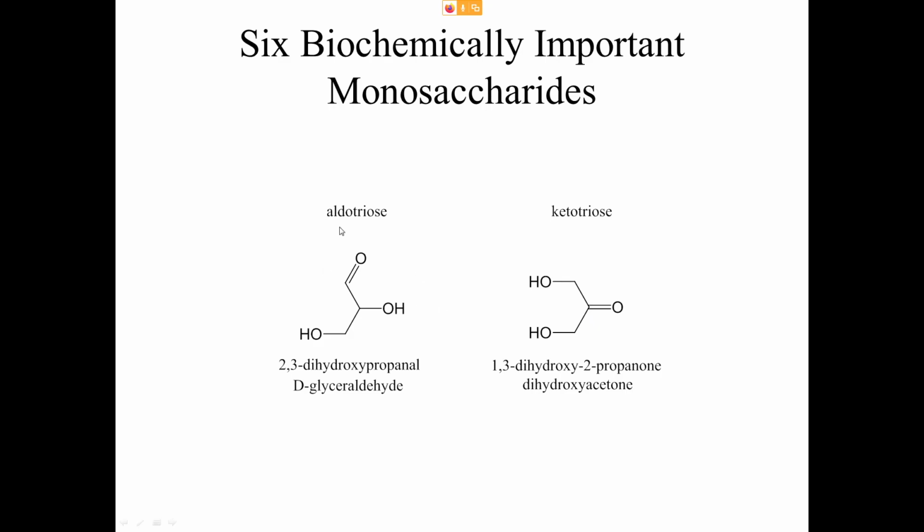Every one of these is either going to be an aldehyde or ketone, as you see, so we'll have pairings like that. This one only has 3 carbons. Since it's on number 1, it makes it an aldehyde. It's on number 2, it makes it a ketone. And every other carbon that's not the carbonyl carbon will have an OH on it.